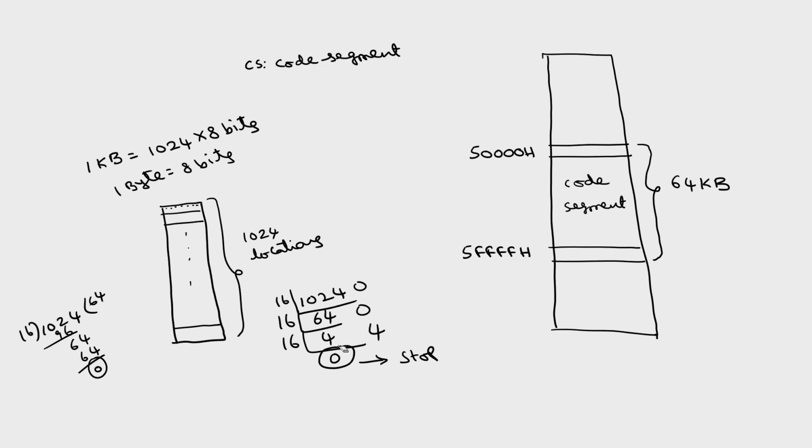So you see the way to convert this decimal to hexadecimal. 1024 divided by 16 gives 64, remainder 0. 64 divided by 16 gives 4, remainder 0. 4 divided by 16 gives 0, remainder 4. So totally this will be 400.